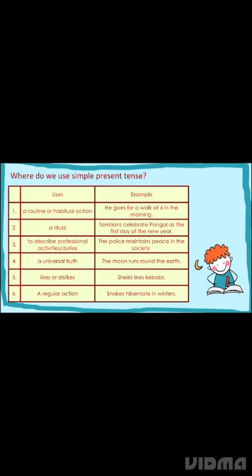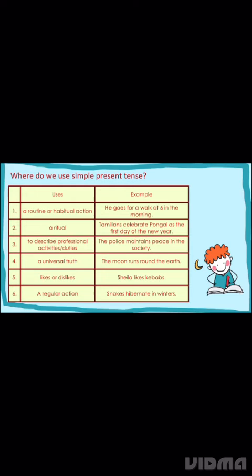Fourth sentence, the moon runs around the earth. Now the activity of the moon is a daily activity. The moon runs. The moon is our subject. Runs is our main verb. We added an S to the main verb. The moon runs around the earth.